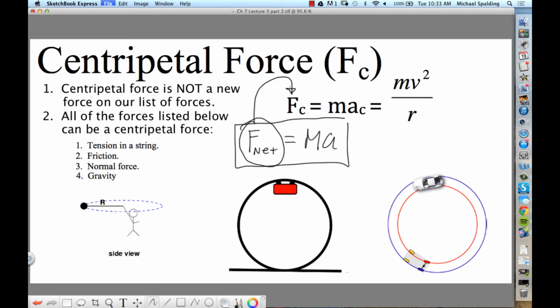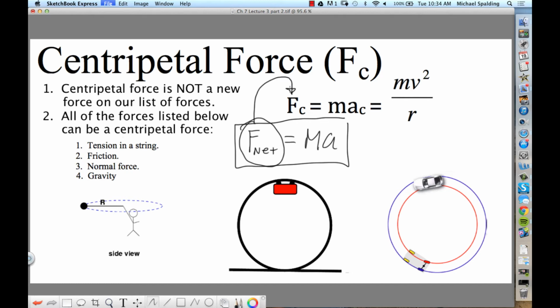Now, I'm going to tell you about a mistake that kids always make. They're like, oh, I get it. So what are the forces you already know? You already know tension. What's tension? Force in a string. Gravity. Friction. Normal force. Centripetal force. Is centripetal force a new force on your list of forces? That's the mistake that kids frequently make when they're first doing this.